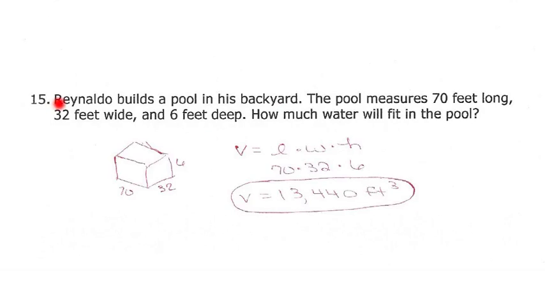Number 15. Ronaldo builds a pool in his backyard. The pool measures 70 feet long, 32 feet wide, and 6 feet deep. How much water will need to fit in the pool? Here you're talking about the volume. Draw out your figure. Volume is length times width times height. Plug in your numbers, and so your volume is 13,440 cubic feet.